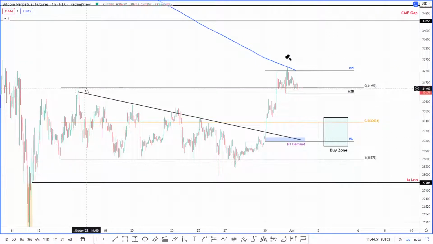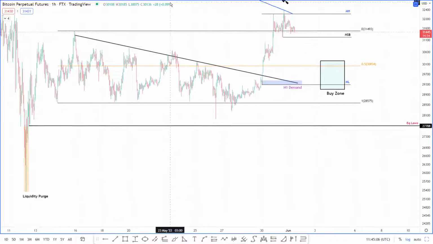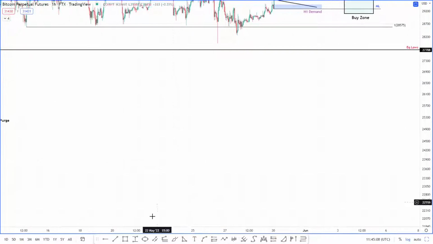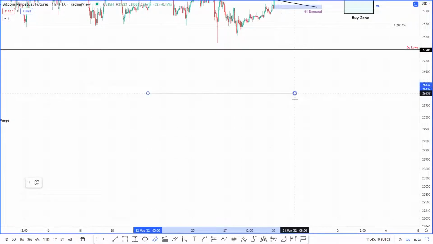Bitcoin price has been trading in this range over here, which extends from 28.6K to 31.5K. This range was set up between May 14th and May 16th. Since then, I've been expecting a sweep of the range low followed by a sweep of the range high. The reason for that is because that's how range bound plays take place.